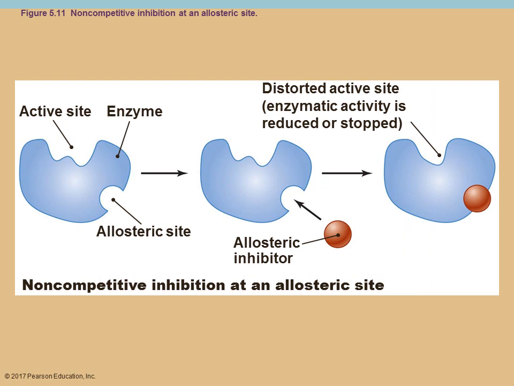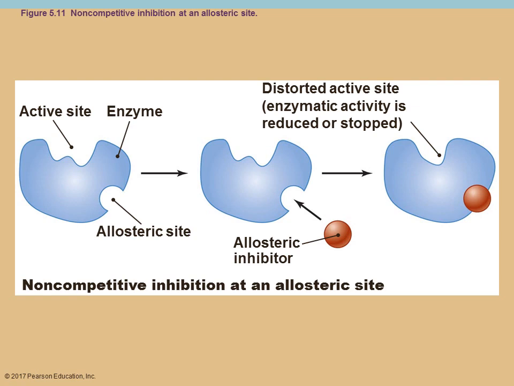Now, a non-competitive inhibitor is going to compete with the substrate indirectly. It binds at some other site on the enzyme, not in the active site, someplace else. And we call that an allosteric site. When it binds, what have I been saying? When two things bind together, you're always going to have a shape change.